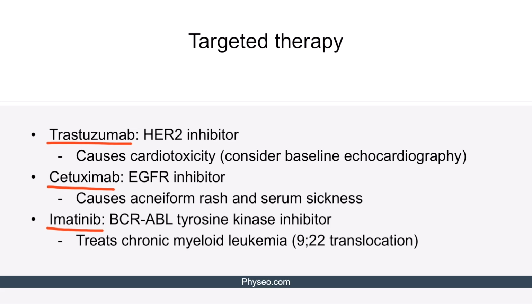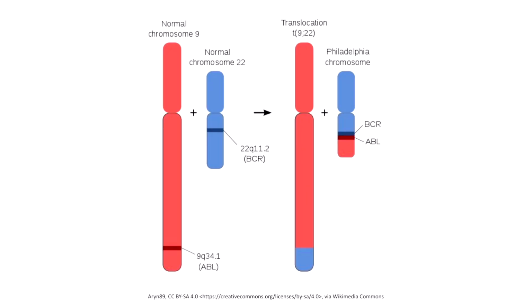Lastly, imatinib is a BCR-ABL tyrosine kinase inhibitor, and it's commonly used to treat CML, or chronic myeloid leukemia, specifically CML that results from a translocation between chromosomes 9 and 22. So in the context of genetics and chromosomes, the term translocation effectively describes an unusual exchange of genetic information between different chromosomes.